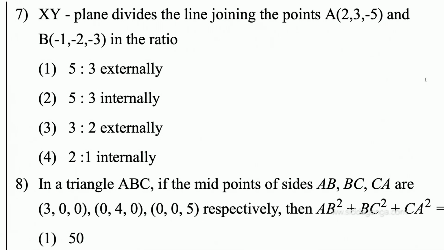Okay, let's move on to question number 7. Question number 7 is: the xy plane divides the line joining the points 2, 3, minus 5 and 1, minus 2, minus 3 in the ratio. Yes, we just discussed that. The line joining 2 points (x1, y1, z1) and (x2, y2, z2) is divided by the xy plane in the ratio, what? Minus z1 is to z2.